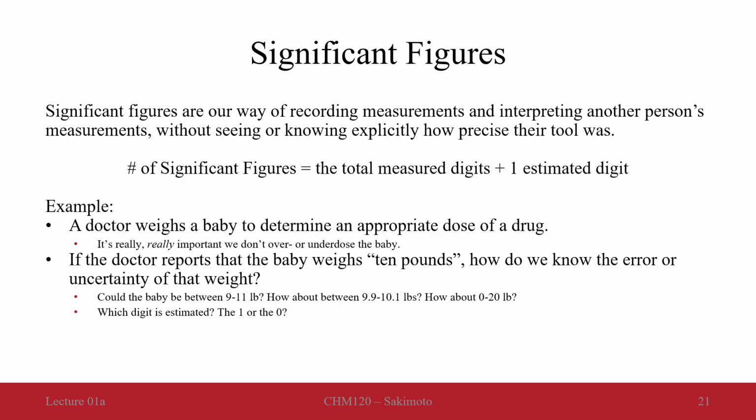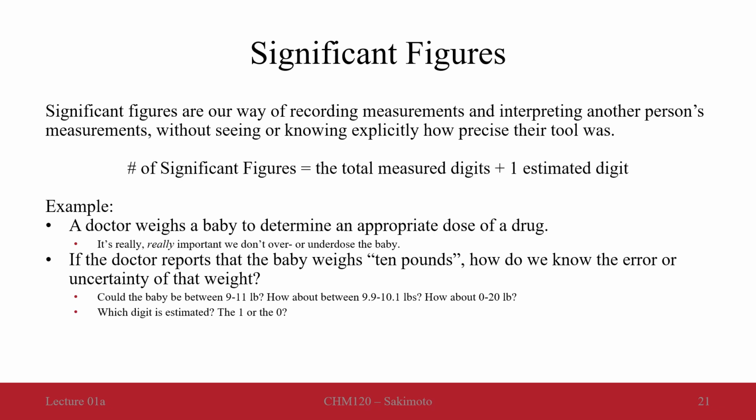But what if the doctor was more confident, the scale was more precise, and we knew more precisely that the baby weighed between 9.9 and 10.1 pounds? What if the scale was very, very imprecise, and all we could really say was that by displaying 10 pounds on the scale, it really only estimated it's somewhere between 0 and 20 pounds.